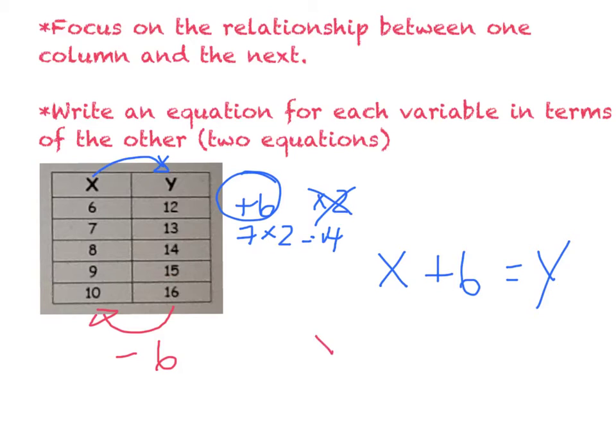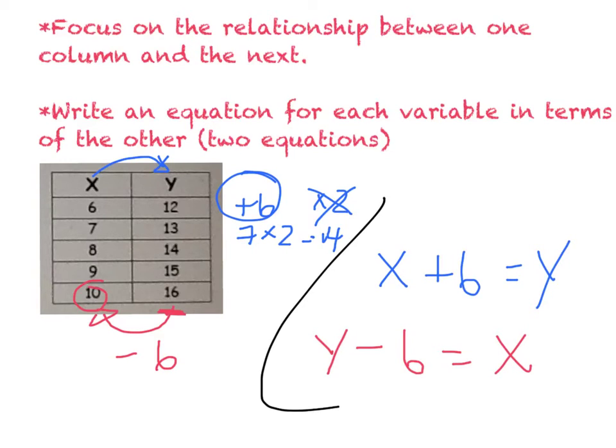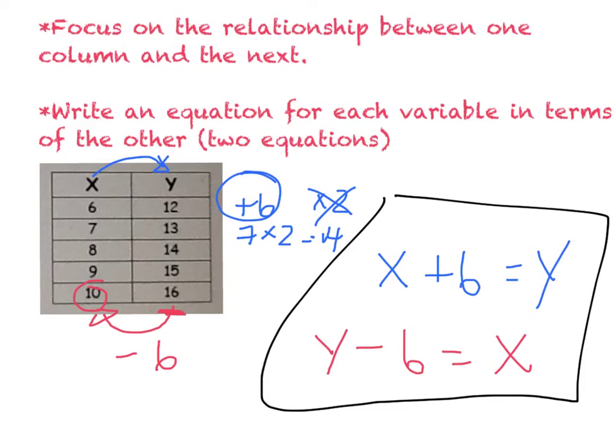So this time I was starting with the y. I took my y value, my value from this column. I took away 6 from it. And that told me the answer that I found in the x column. So here I find my two equations are y equals x plus 6. So the variable y is given in terms of what I do to x. Then x equals y minus 6. x is given in terms of what I do to y to get that answer.